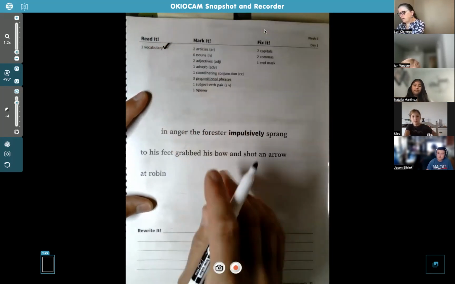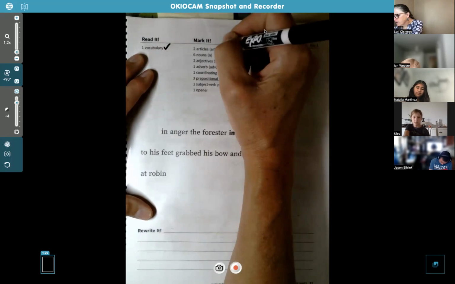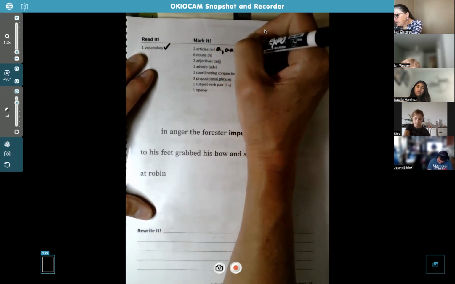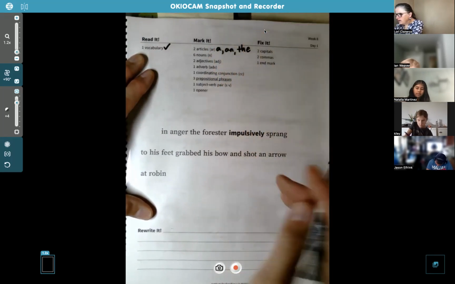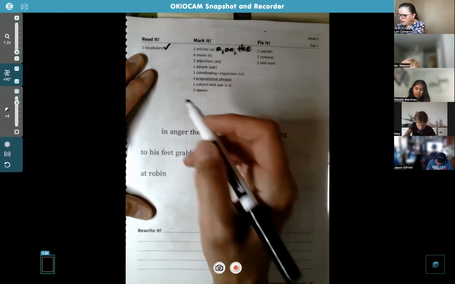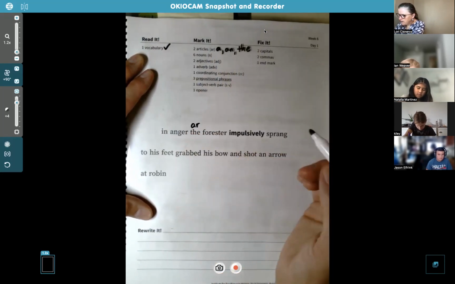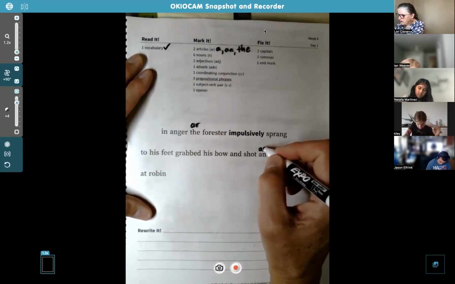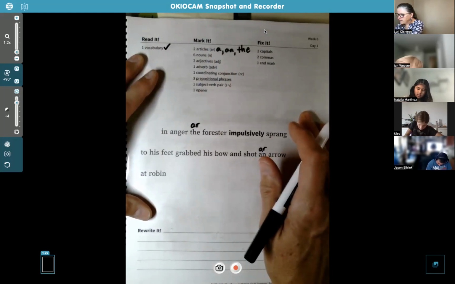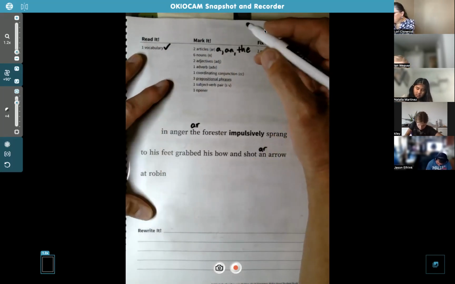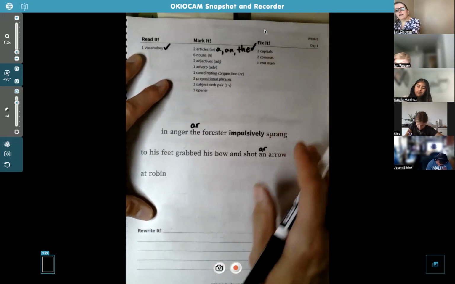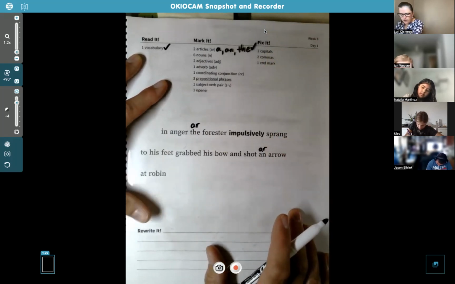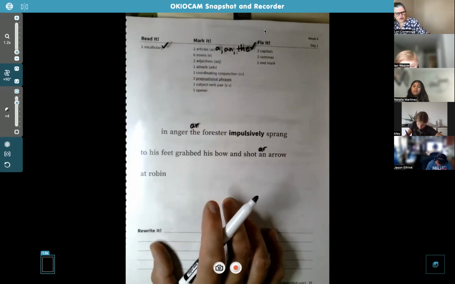Okay, check by vocabulary. Articles a and the. There's only two, so go ahead and find them and label them. And then let's have Ian, where are the 6 nouns? There's 6 of them here. Can you find those?